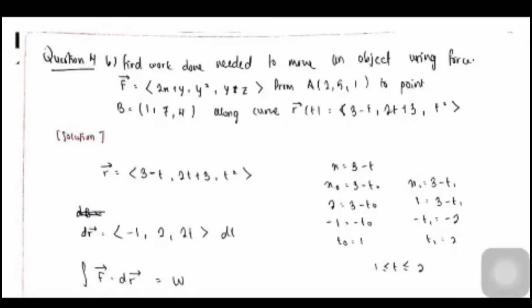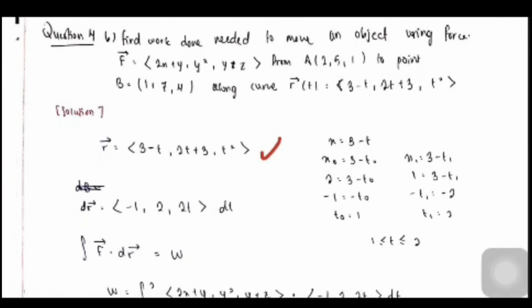over 5. For question 4b, we need to find the work done. The first given is F equal to (2x plus y)i plus y squared j plus (y plus z)k from point A (2, 5, 1) to point B (1, 7, 4) along curve r(t) is equal to (3 minus t)i plus (2t plus 3)j plus t squared k. So we already have the r(t). We just need to find dr over dt. dr over dt is equal to (-1, 2, 2t), and dr we will get (-1, 2, 2t) dt.